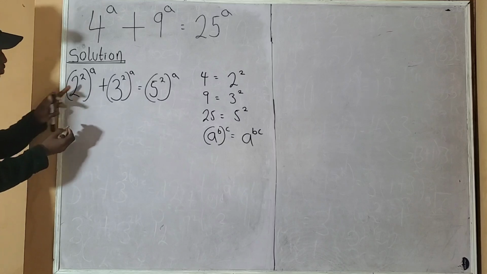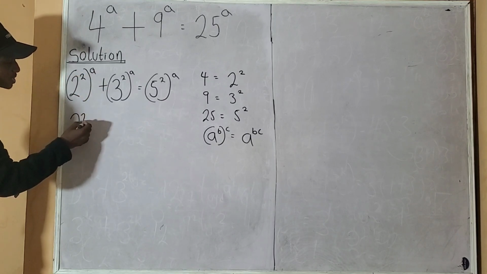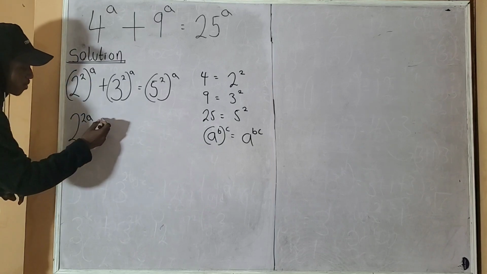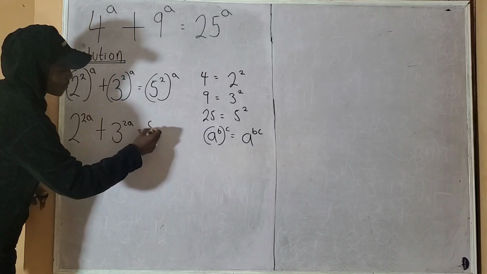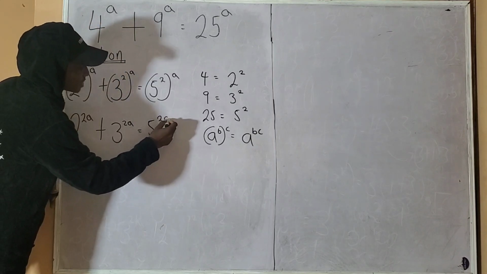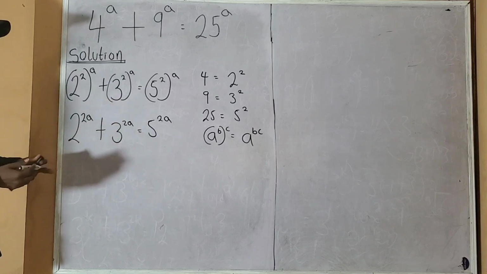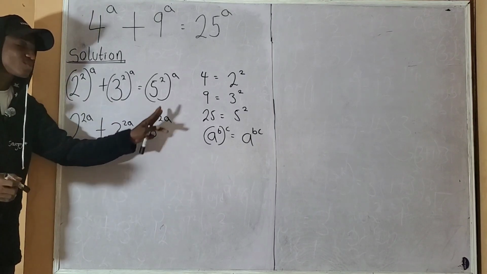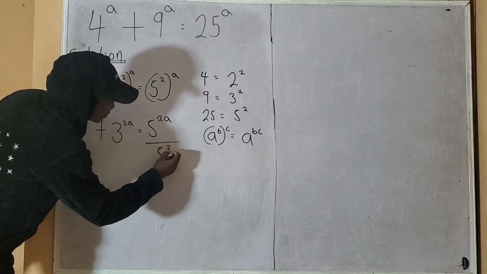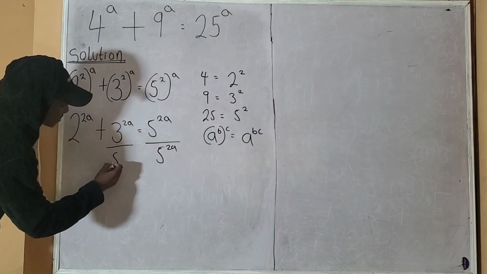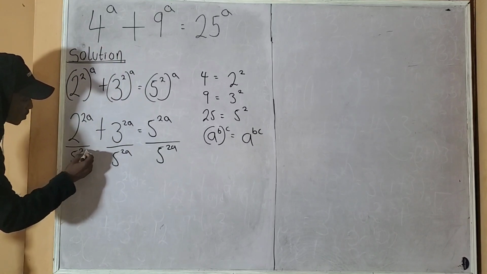So that means 2 raised to the power of 2 raised to the power of a can be written as 2 raised to the power of 2 times a, right? Plus 3 raised to the power of 2 times a equals 5 raised to the power of 2 times a. Are you following? The next step is that I'm going to divide both sides by 5 raised to the power of 2 times a. So I'm going to have this over 5 raised to the power of 2a, this over 5 raised to the power of 2a, and also this over 5 raised to the power of 2a.